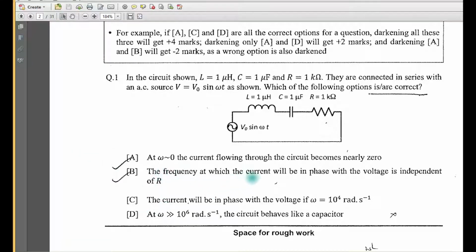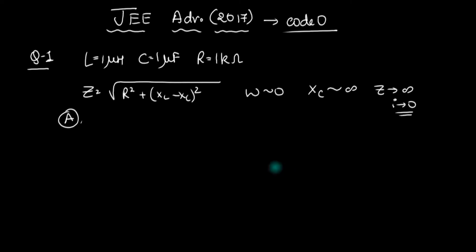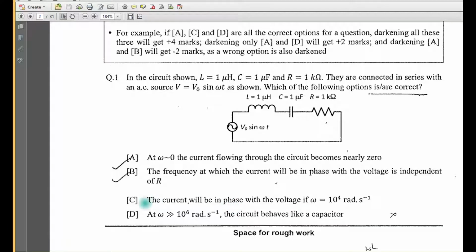Then we have the frequency at which the current will be in phase with the voltage is independent of R. So we're talking about the resonant frequency, right? Because that's the only frequency at which the current and the voltage will be in phase. And the resonant frequency is given by omega naught equals 1 divided by square root of LC, and is independent of R. Makes perfect sense. So B is perfectly valid.